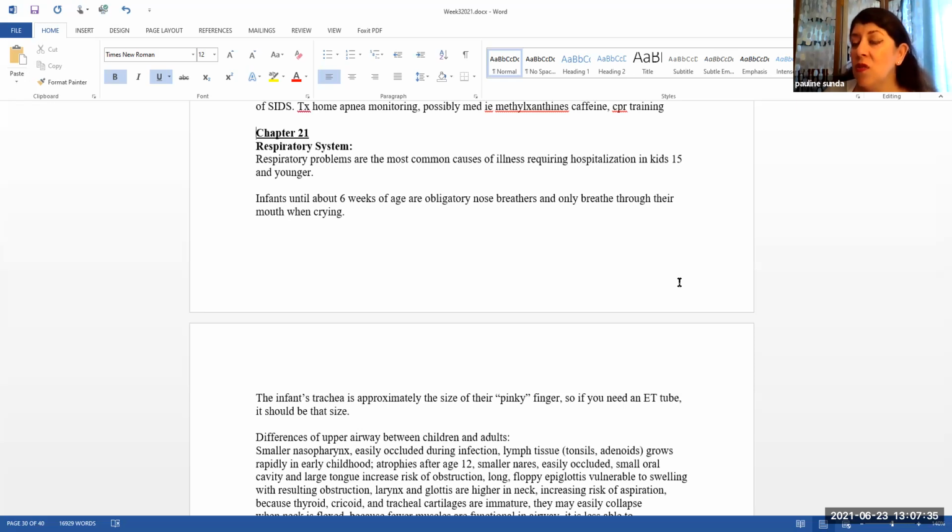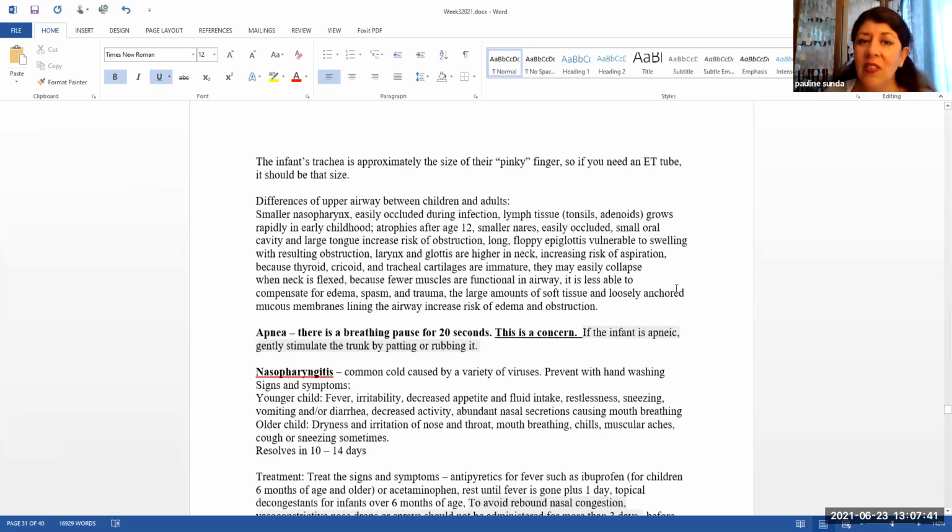Therefore, if their noses are stuffy, they will cry because that's the only way that they're going to be able to breathe. The other thing that's interesting is that the infant's trachea is very, very tiny. So know that their trachea is about the size of the infant's pinky. So if you're going to use an ET tube, if that's necessary, know that it's about the size of an infant's pinky.